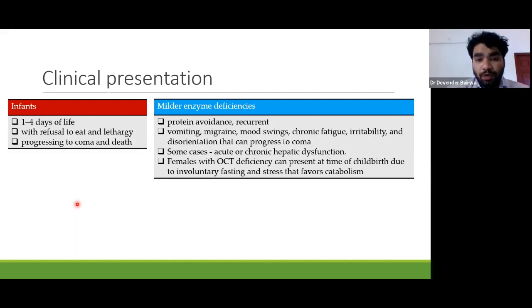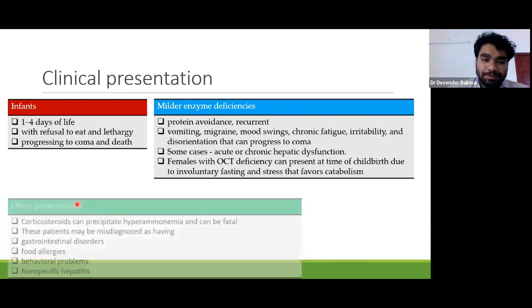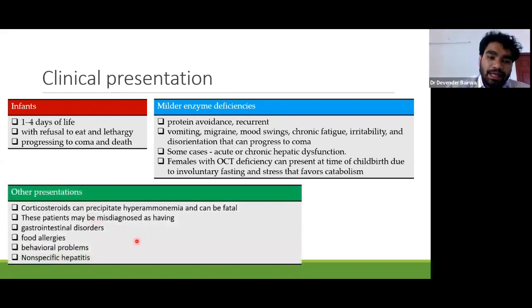And although we know that this ornithine transcarbamylase deficiency is X-linked, some females with deficiency can present at the time of childbirth due to involuntary fasting and stress that favors catabolism. They can have other presentations. Patients with urea cycle defect can have precipitated hyperammonemia when they are given steroids. It can be fatal. And these patients can also present with non-specific symptoms and can be misdiagnosed as having GI disorders, food allergies, behavioral problems, and non-specific hepatitis.